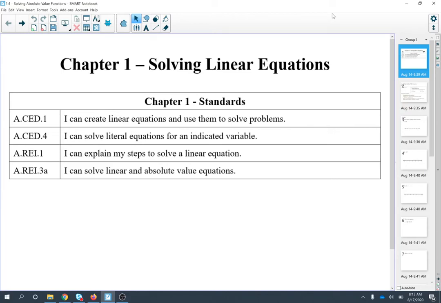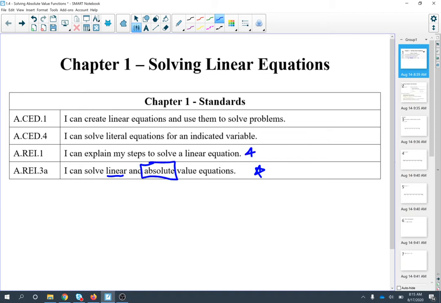Okay, ladies and gentlemen, welcome back to Chapter 1. Today we're going to be starting 1.4, and again, just a recap of kind of where we're at. We have definitely hit this standard hard with our linear equations, and today with 1.4, we're actually going to start looking at our absolute value equations.